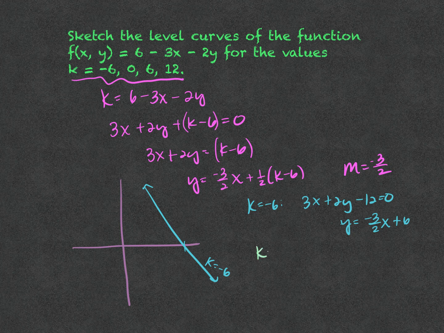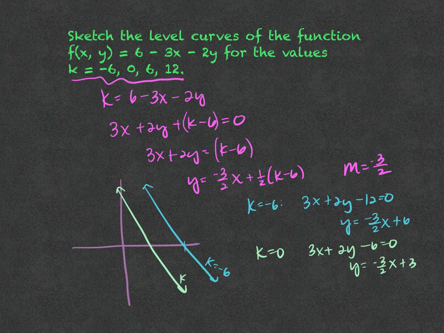Now let's look at the next one, k equals 0. So we have 3x plus 2y minus 6 equals 0. If I solve for y, I get negative 3 over 2x. Add the 6 to the other side, divide by 2 to be 3. So we're going to have a parallel line because m equals negative 3/2. This is at 3. Hopefully my line's kind of parallel, so k equals 0 on this line. And this would be at 3.